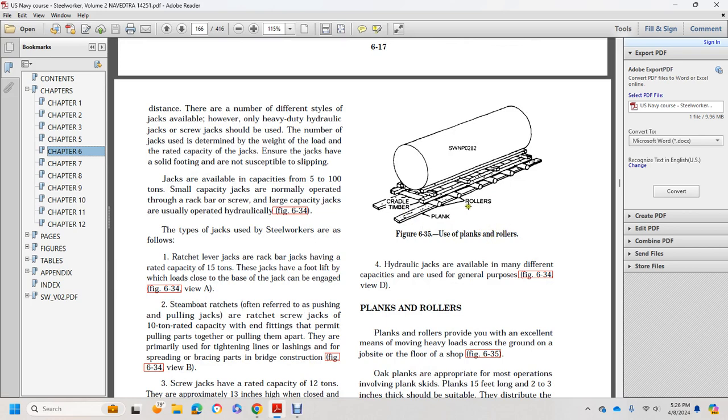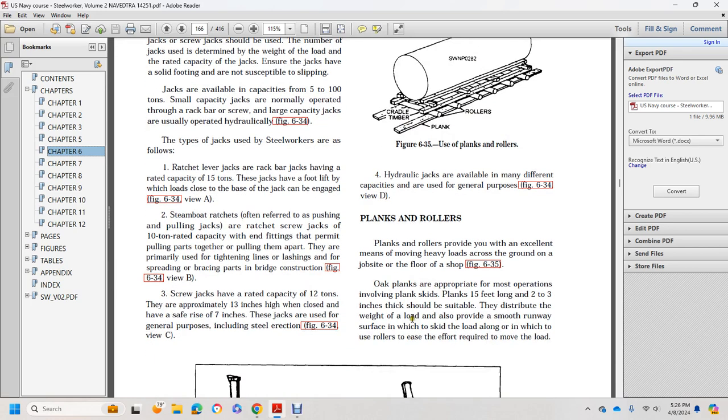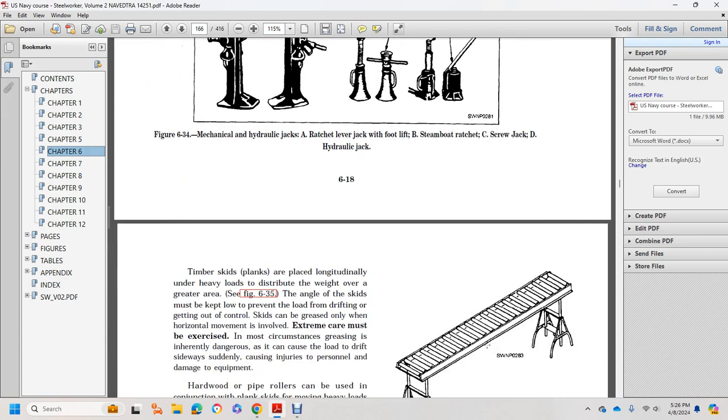Figure 635, using planks and rollers. We have a cradle, timber, and planks and rollers. Planks and rollers provide an excellent means for moving heavy loads on the ground, at the job site, or on the floor of the shop. Oak planks are used in most operations. Planks 15 feet long and 2 by 3 inches thick should be suitable to distribute the weight of the load and also provide a smooth runway surface along which the load moves, with the use of rollers taking the effort required to move the load.